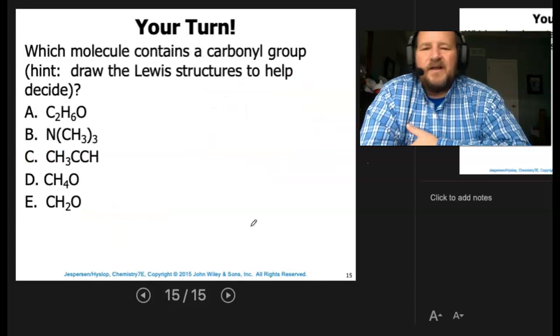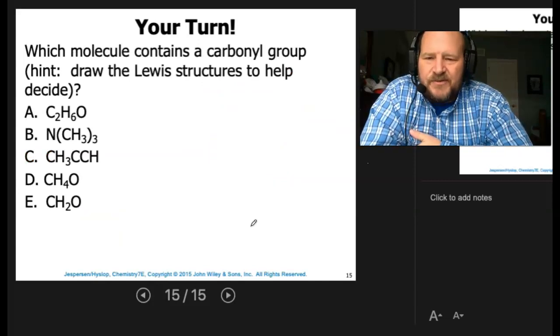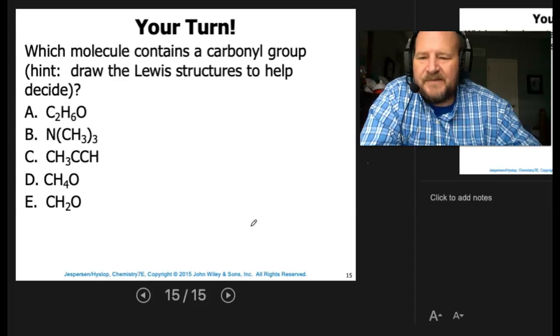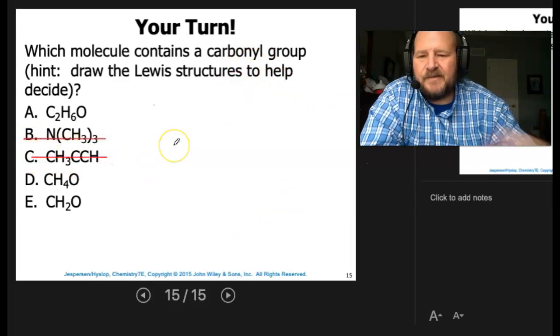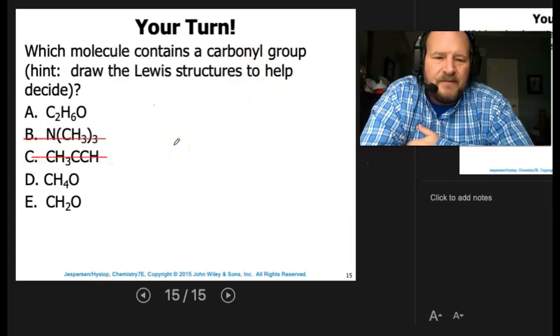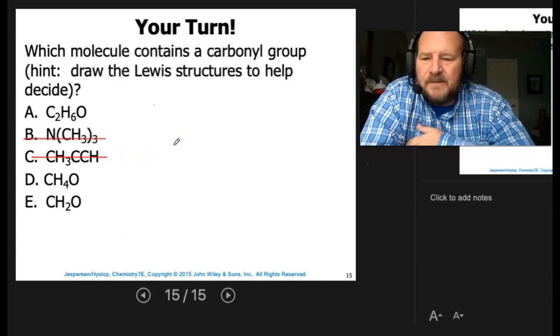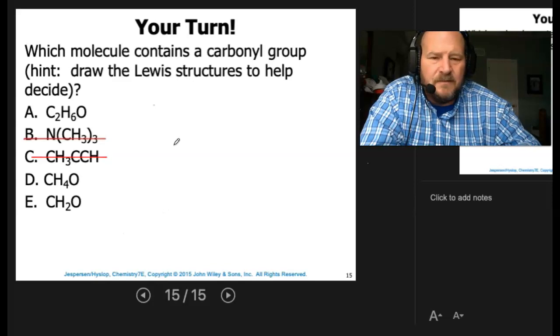All right, which molecule contains a carbonyl group? Hint, draw the Lewis structures to help decide. So first off, to have a carbonyl, we know we have to have a C double bond O, which means we can eliminate B and C as they do not have oxygen. And hopefully you've come up with E.